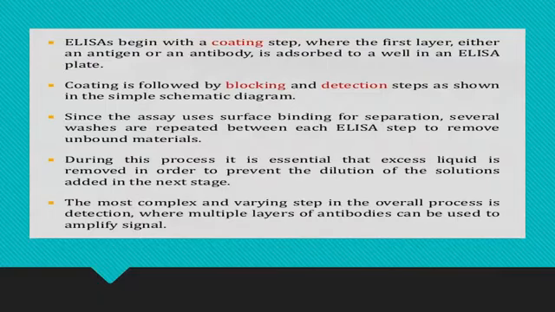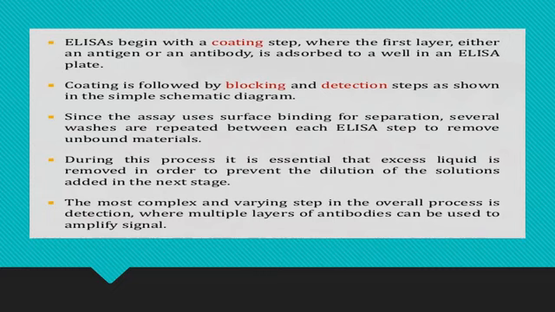As we have seen in the previous schematic diagram, the ELISA begins with a coating step where the first layer, either an antigen or antibody, is adsorbed to the wells in the ELISA plate. So either the plate is coated with antigen or antibodies. Coating is followed by a blocking and detection step, as shown in the simple schematic diagram.